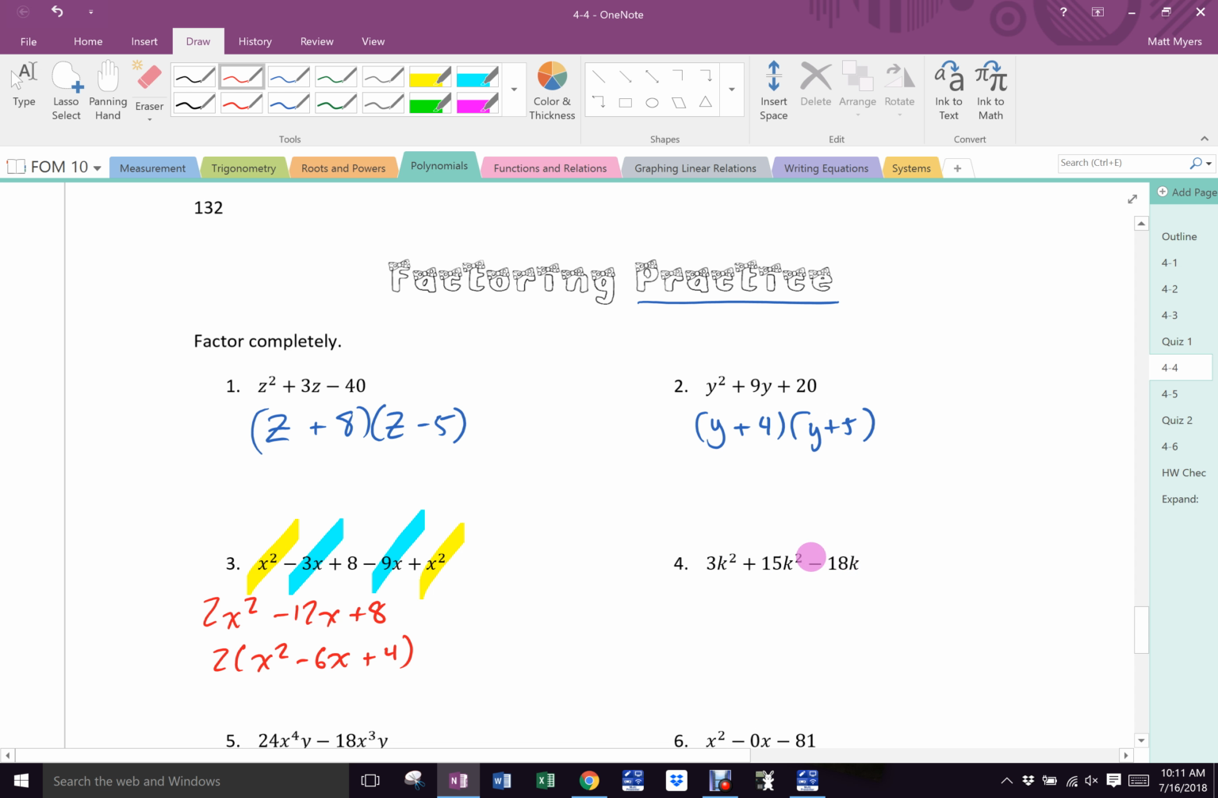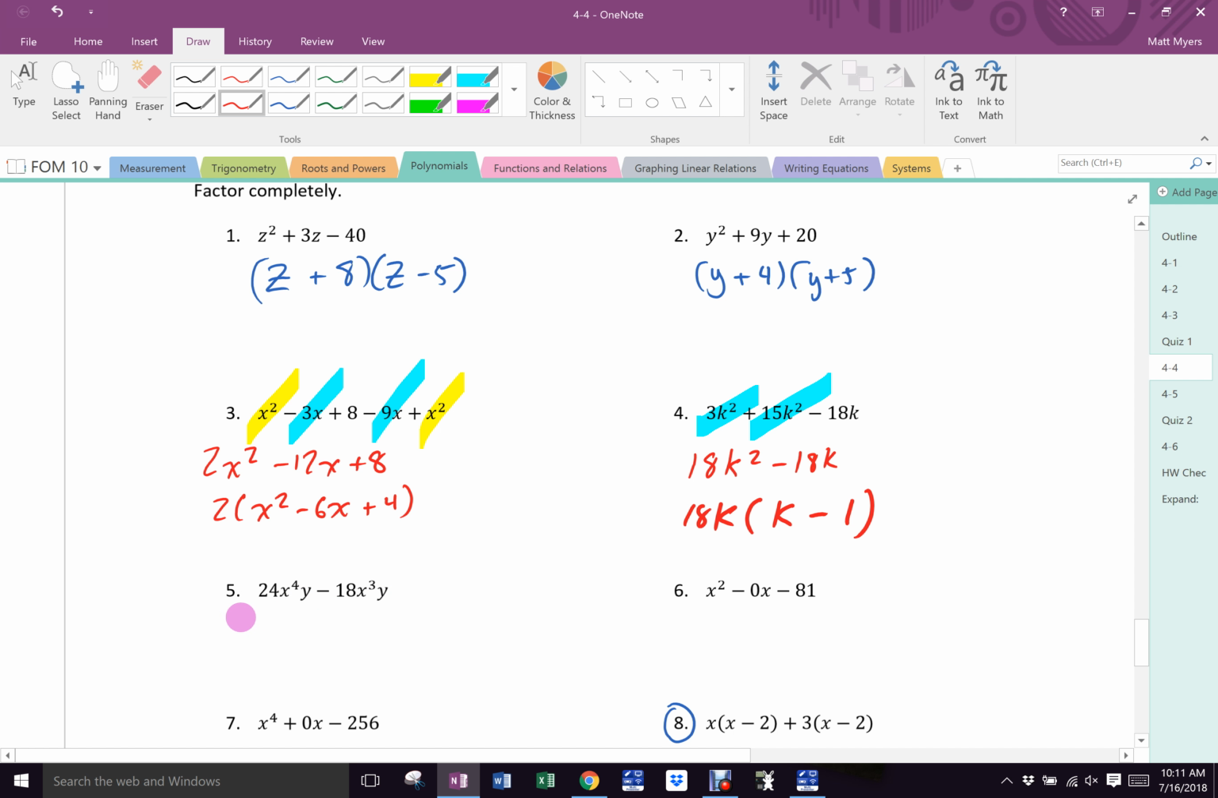This one. What do you see there and there? k squareds. So that's 18k squared minus 18k. What's in both? 18k. Leave me with k minus 1. A lot of you will forget that 1 because you've taken the 18k out.